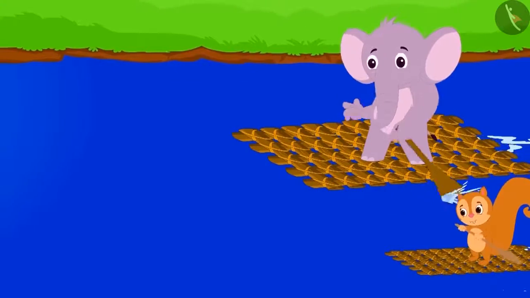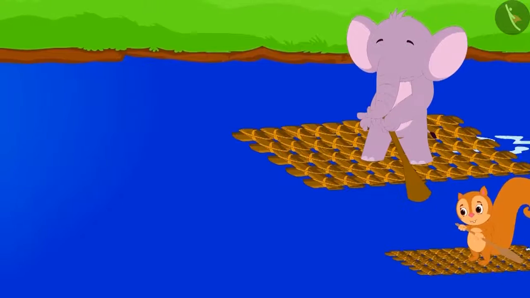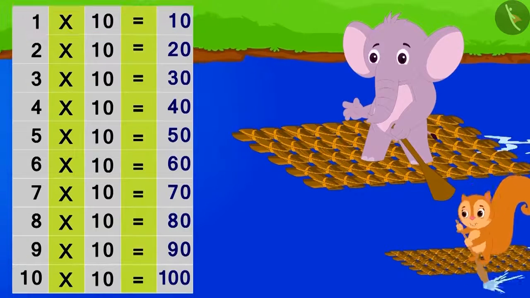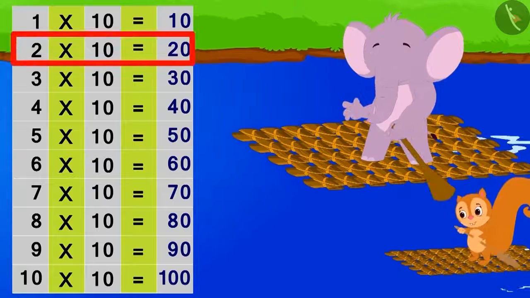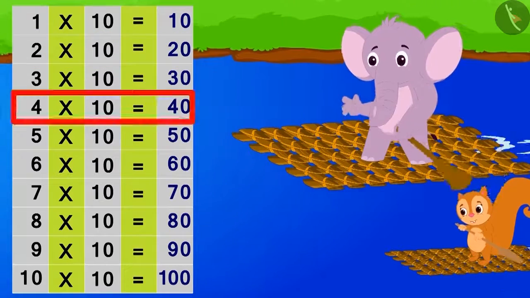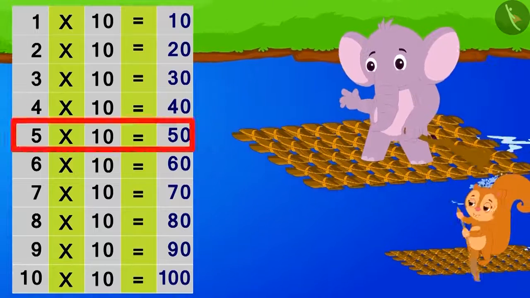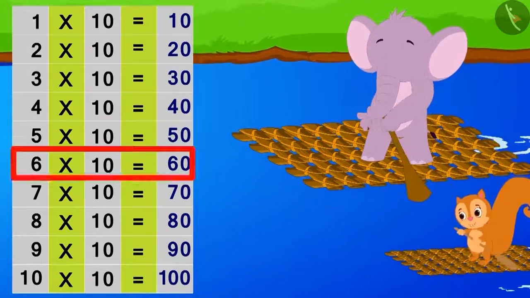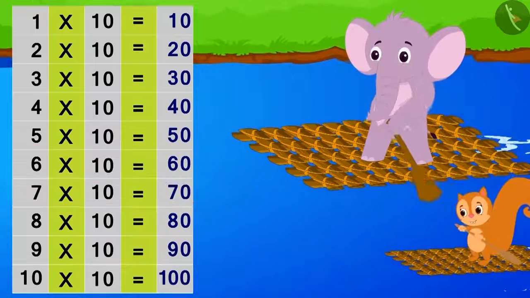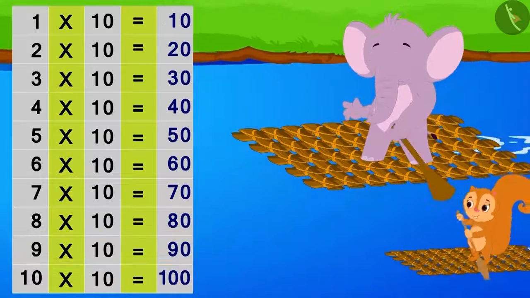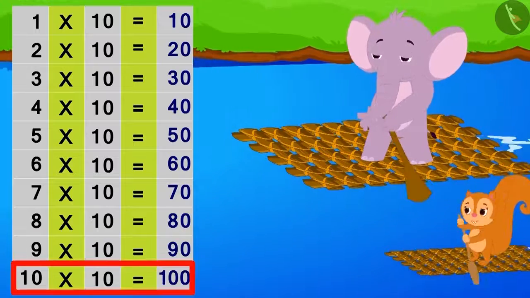Come children, let's repeat the table of 10 with them. 10 ones are 10, 10 twos are 20, 10 threes are 30, 10 fours are 40, 10 fives are 50, 10 sixes are 60, 10 sevens are 70, 10 eights are 80, 10 nines are 90, 10 tens are 100.